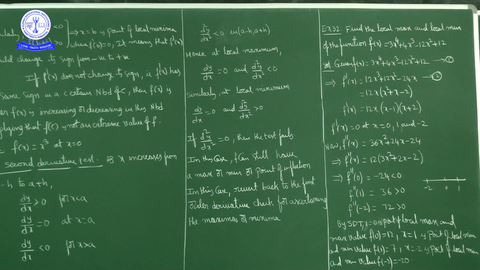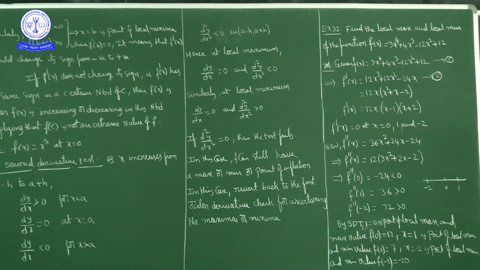My second derivative states that, if you observe this graph, what we have is dy/dx is positive for x less than a. X less than a means in the interval a minus h to a, dy/dx is positive. dy/dx equals 0 at x equal to a, and dy/dx is less than 0 for x belonging to the interval after a plus h.